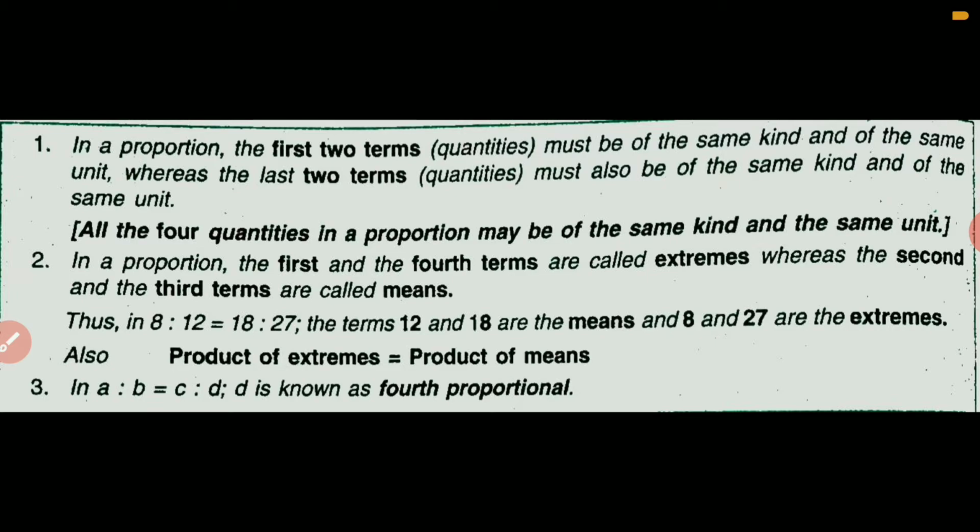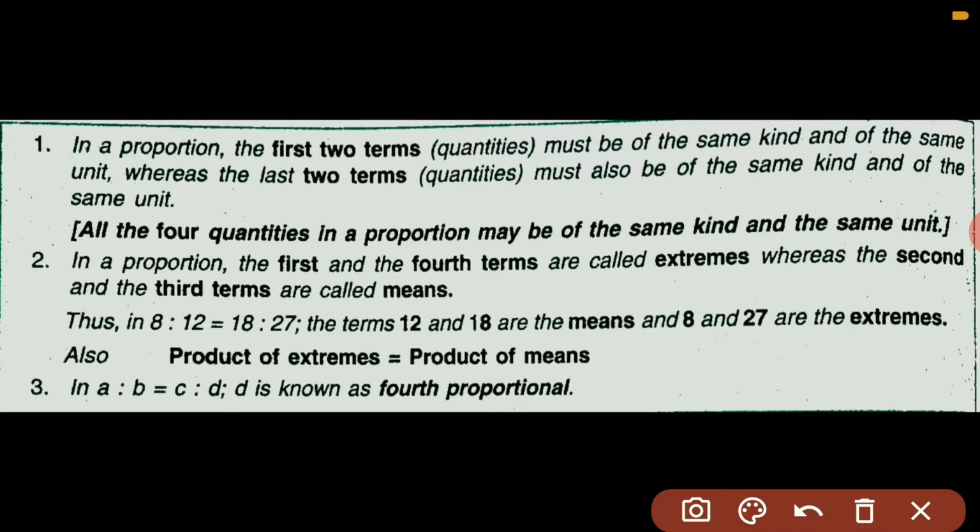Number 2. In a proportion, the first and the fourth terms are called extremes. Since they appear at the boundaries, they are called extremes. Whereas the second and the third terms are called means. Thus, in a proportion, 8 and 27 are appearing at the extremes, hence they are known as extremes. Whereas 12 and 18 are appearing at the center, hence they are known as means.